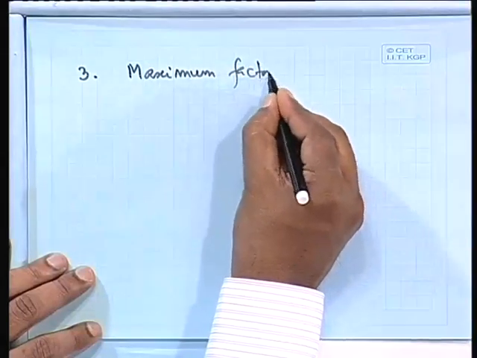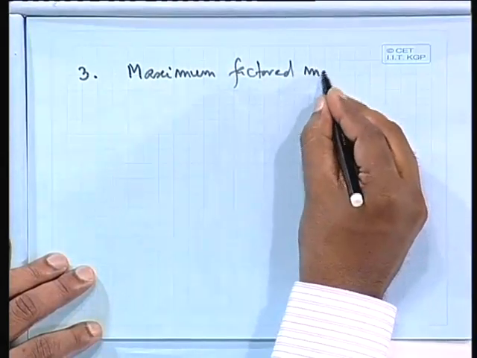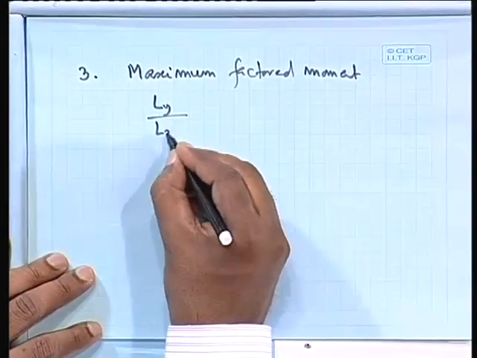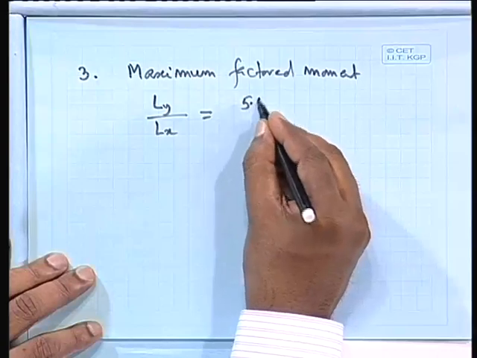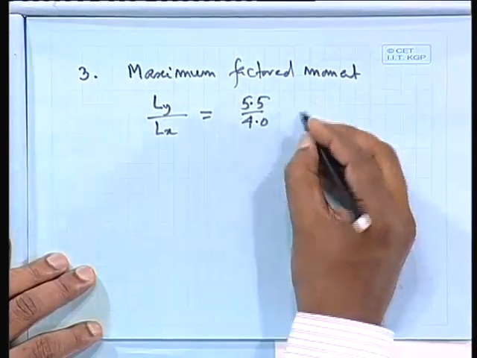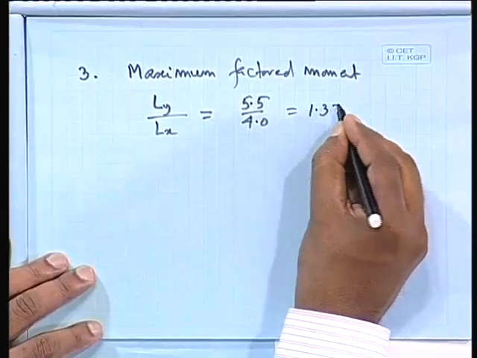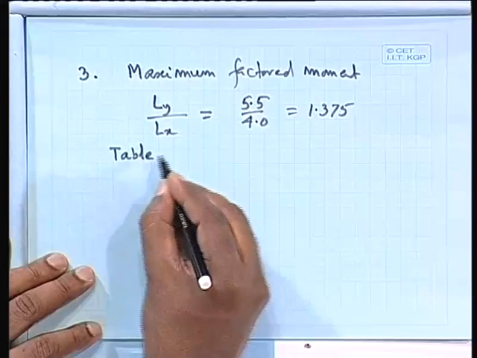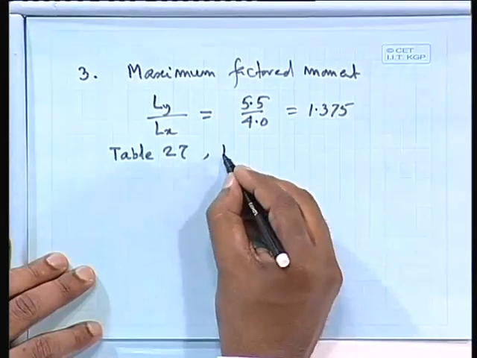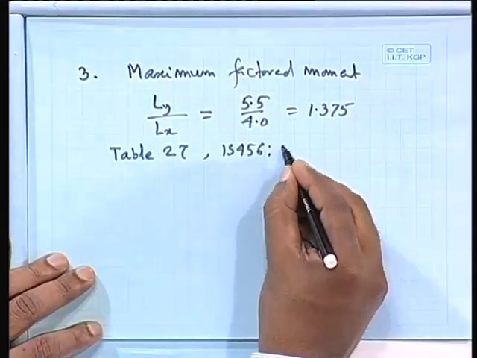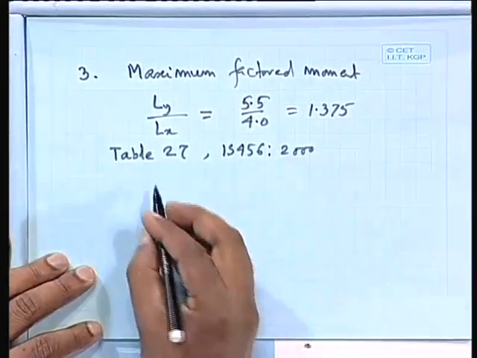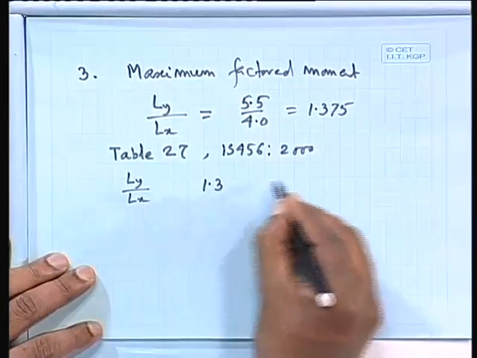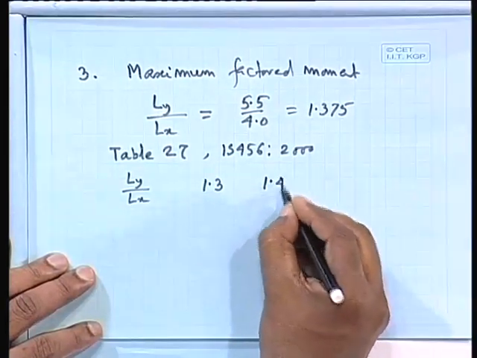Maximum factored moment. Ly by Lx equals 5.5 by 4.0 equals 1.375. Let us take it from Table 27 of IS 456:2000. Ly by Lx is coming between 1.3 and 1.4.